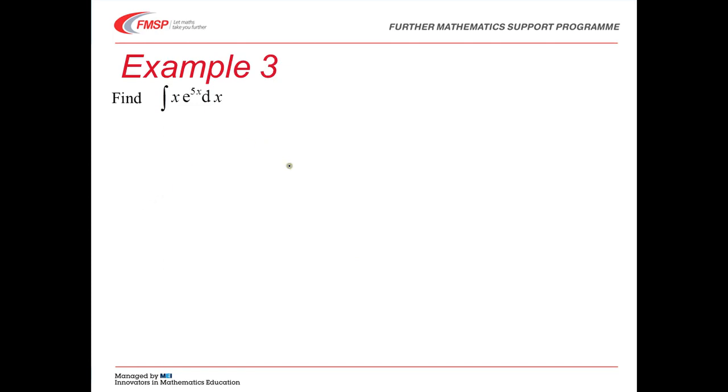Let's do another example. Here I haven't already said what u and dv by dx need to be. This time I'll tell you, and the next slide starts thinking about how you work that out. So u equals x, dv by dx is e to the 5x. So du by dx is 1 and v is 1/5 e to the 5x.